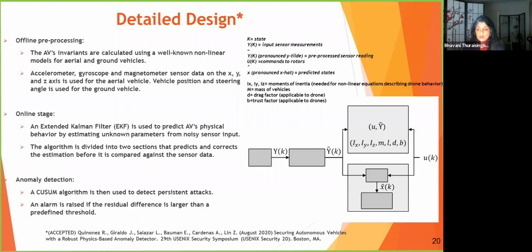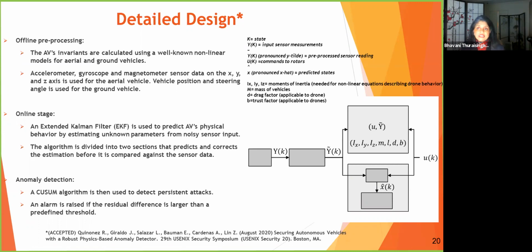This work, by the way, is with Professor Alvaro Cardenas and our joint student, Dr. Raul Quinones. So we have M, the mass of the vehicle, D, the drag factor, B, the thrust factor, moments of inertia, and so on. In offline processing, the autonomous vehicle's invariants are calculated using a well-known linear model for aerial and ground vehicles. Then we use the accelerometer, gyroscope, and magnetometer sensor data, all on the X, Y, and Z axes, for the aerial vehicle, and vehicle position and steering angle for the ground vehicle.